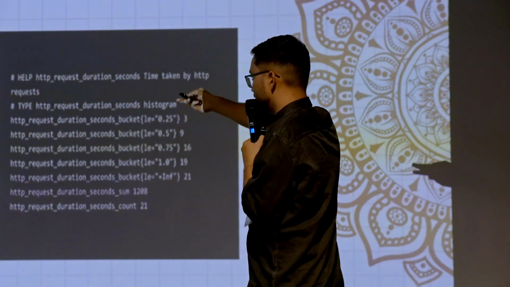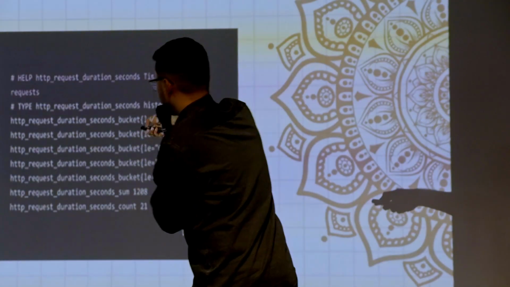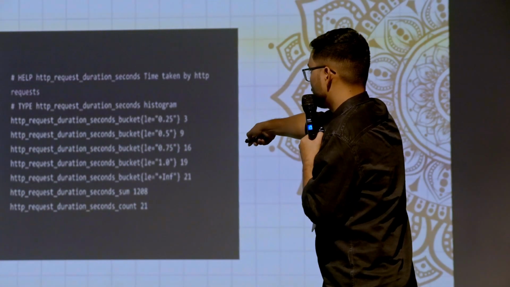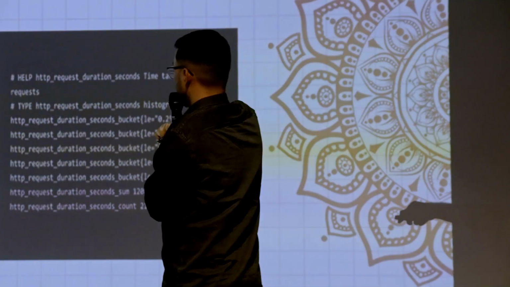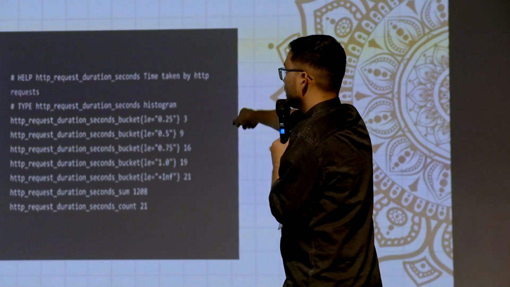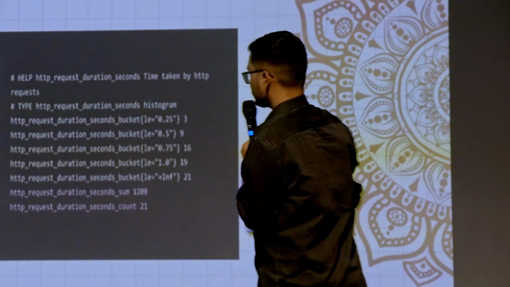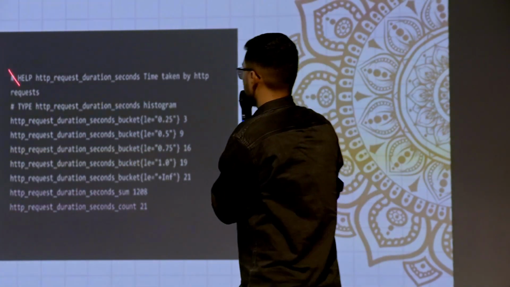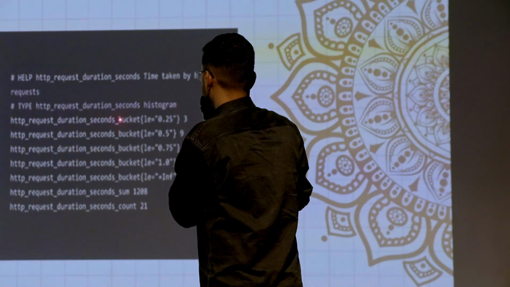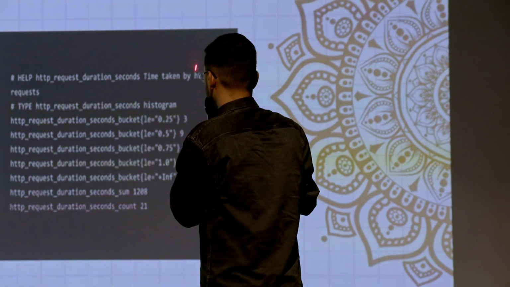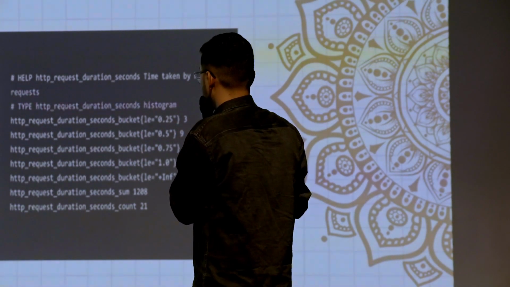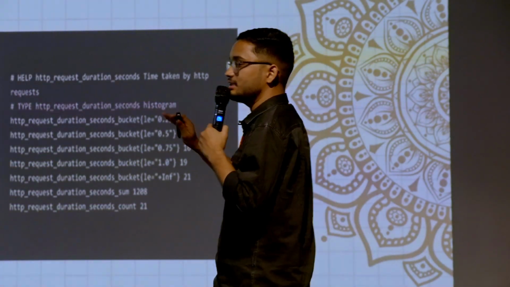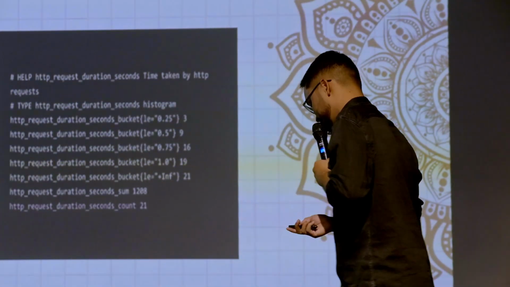So here is an example of a histogram that Prometheus provides. You can see different buckets, less than 0.25, 0.25 to 0.5, like that. There are different buckets, and corresponding to that there are different values. And the histograms in Prometheus are cumulative. So here you can see HTTP request duration seconds less than 0.25, it is 3, less than 0.5, it is 9. That means everything less than 0.5 will be considered. So these buckets are cumulative in Prometheus.